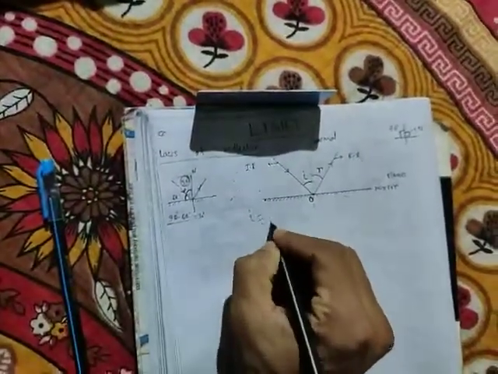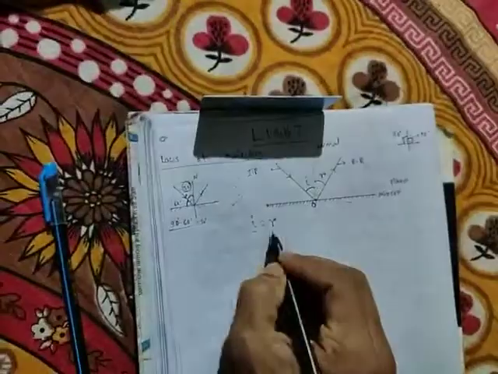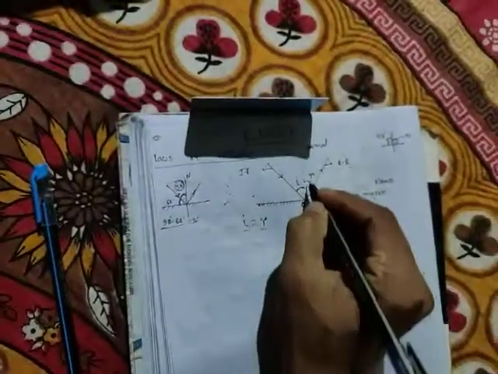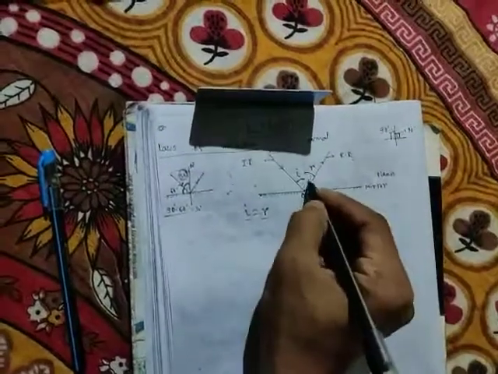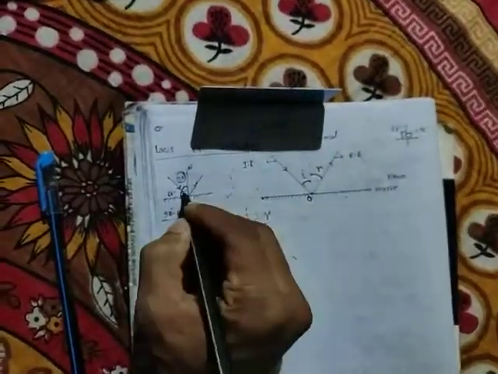i equals r. That means the angle of incidence is equal to the angle of reflection. That means this angle must be equal to this angle. Clear? These are equal. That means if it is 30 degrees, then it is also 30 degrees. If it is 45 degrees, then it is also 45 degrees.